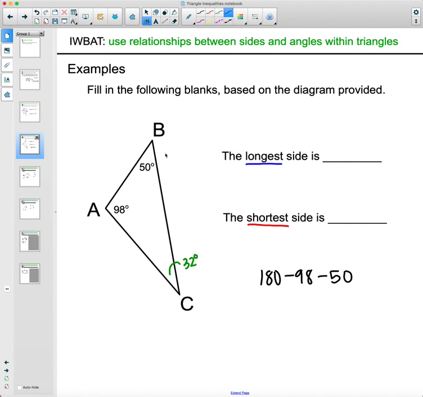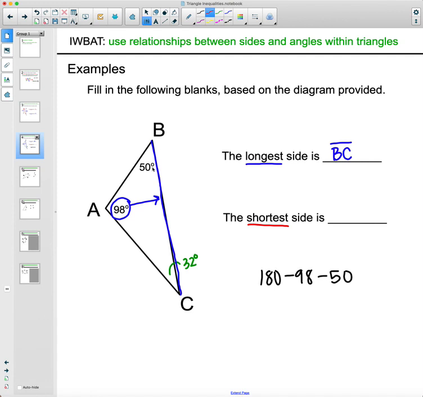So 98 is definitely the biggest angle. Across from the biggest angle will be the biggest side. Now remember, the side is this whole segment here. We name a segment with its two endpoints with capital letters and a picture of the segment above it.